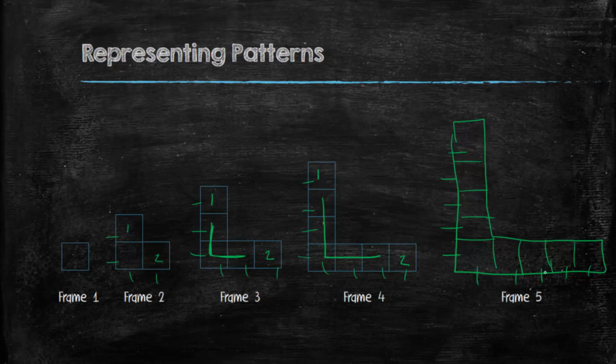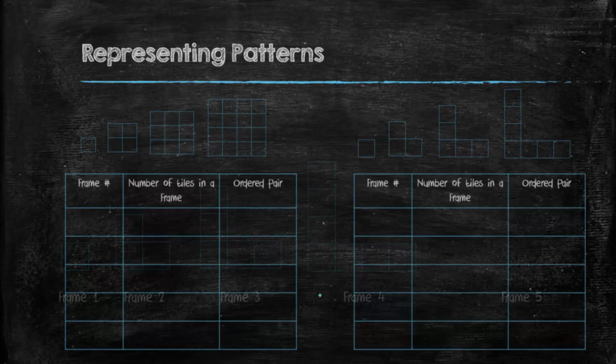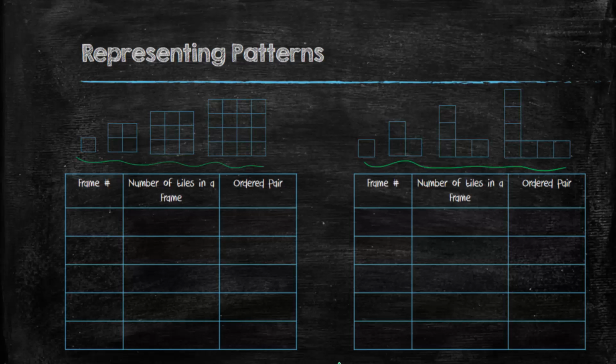And that's essentially what patterning is. You have to look at the previous frames and determine what the next frame will look like. Now, if we were to look at the 2 examples that we have here, let's see if we could get some info out of these examples. So if you recall, frame 1, 2, 3, 4, 5. Now I've got the first 4 frames here. Let's see if we could fill this table in.